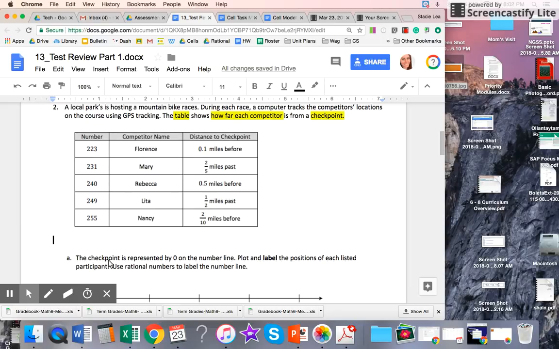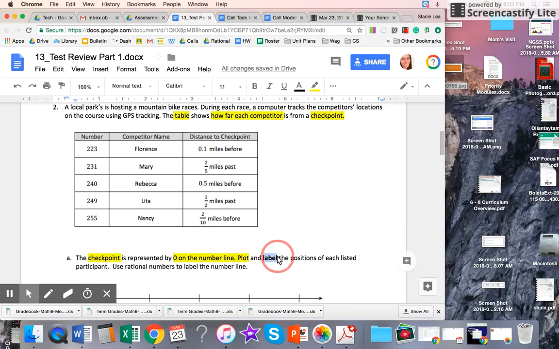So it says the checkpoint is represented by 0 on the number line. Okay, if I could do this, I would label my checkpoint. It says plot. It's plot with a dot.